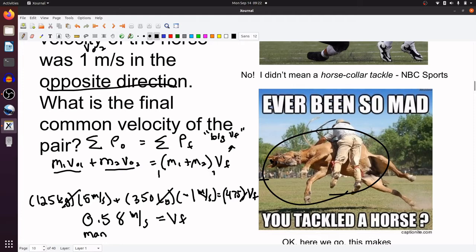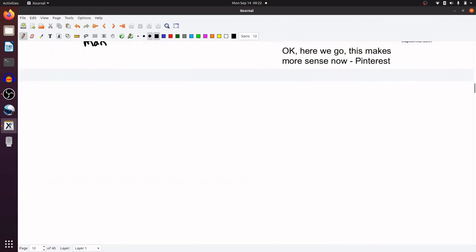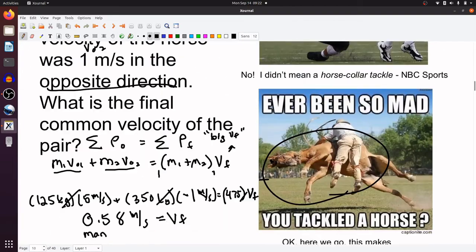So this is a slightly different problem, clearly. But this is a completely inelastic collision.